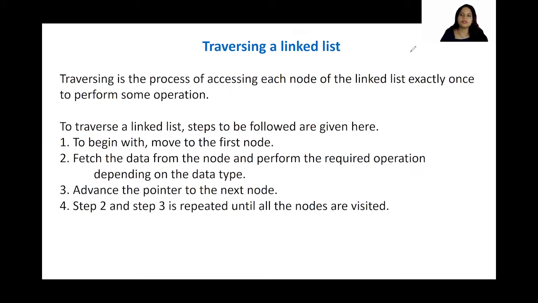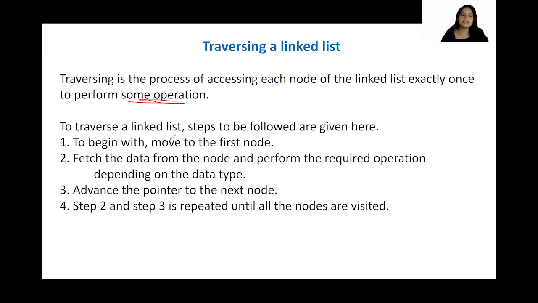Traversing is a process of accessing each node of the linked list exactly once to perform some operation. Now these operations can be anything. In the previous session, we had seen that if we have to print or count, we were visiting each of the nodes, isn't it? So the operation can be any one of them, but basically traversing is nothing but visiting each node.